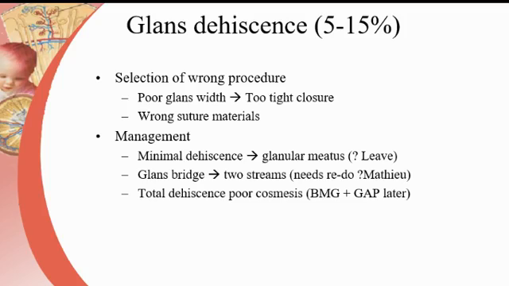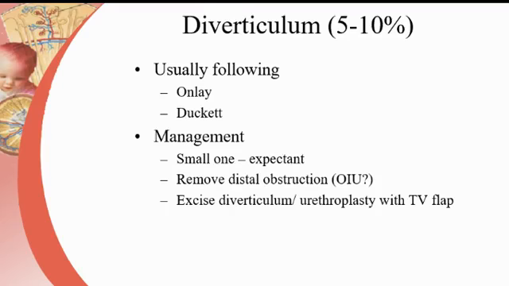Glans dehiscence is mainly because the glans width is not good; it is too tight. As for management, if there's a minimal glans dehiscence, you end up having a glandular meatus, and you can probably reissue them and leave them. But if there is a glans bridge with two streams, then you probably have to redo the repair, like a Matthew repair or a urethral advancement. And if it is a big dehiscence with a poor cosmetic outcome, then you may have to lay open and do a buccal mucosa graft.